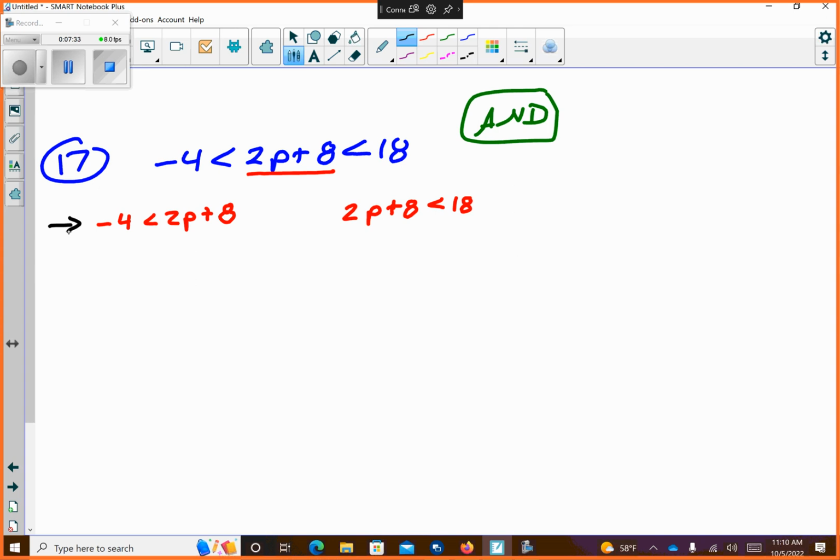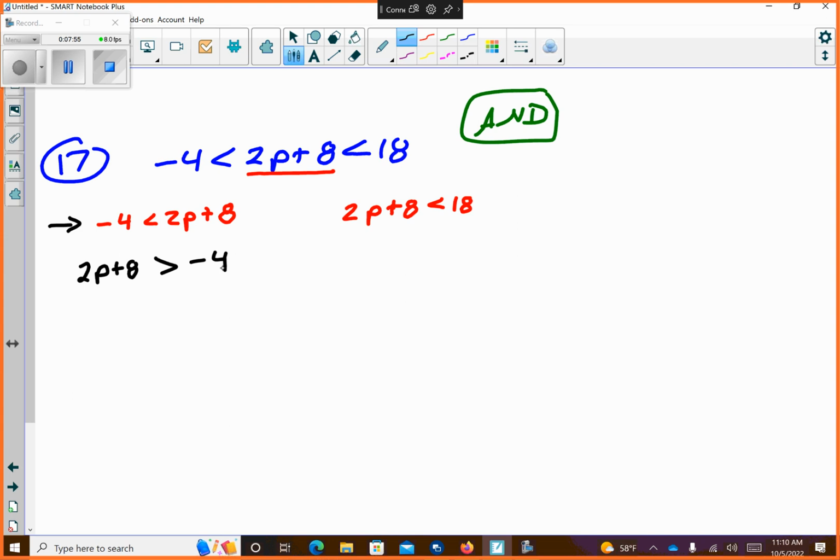Flip the whole thing over just to get the letter on the right side. Now, my friends, notice the sign flipped. Did that sign flip because I multiplied or divided by a negative number? No, it flipped because I flipped the entire problem over.